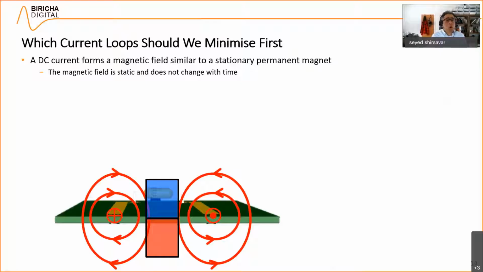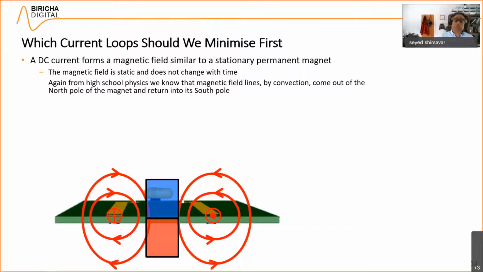Now, we know that it's not time-changing because it's DC, and we know from school-level physics, if you remember, magnetic field lines come out of which pole and go back into which pole?